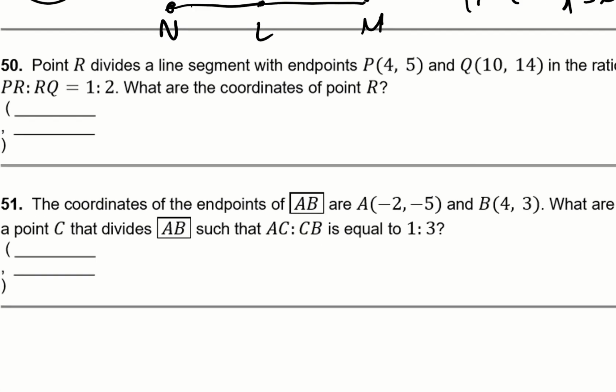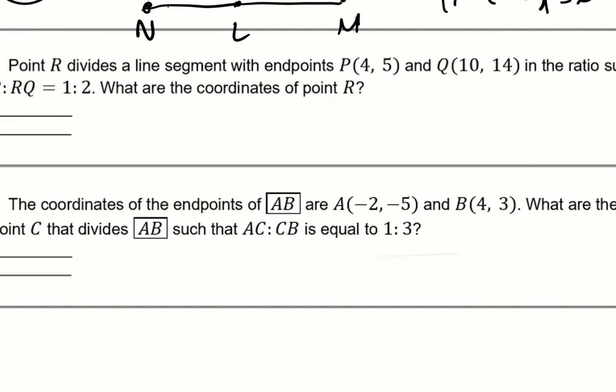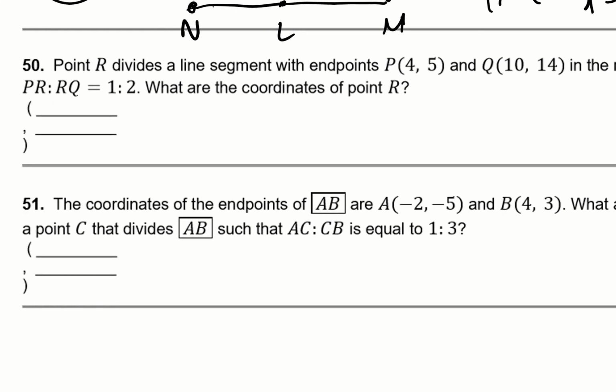Point R divides a line segment with endpoints (4, 5) and (10, 14) in the ratio such that PR to RQ is 1:2. So the ratio of the distance from P to R, and then R to Q, is a 1:2 ratio. What are the coordinates of point R?